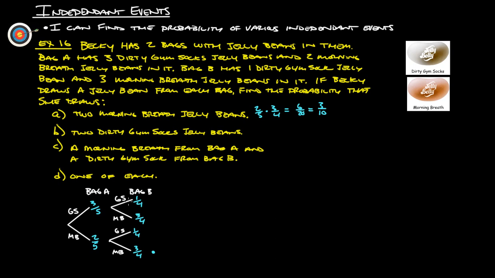Probability of getting 2 Dirty Gym Sock jelly beans. So Dirty Gym Sock, that's going to be this one here. So that's 3/5 times 1/4, which is going to give me 3 out of 20. Okay?